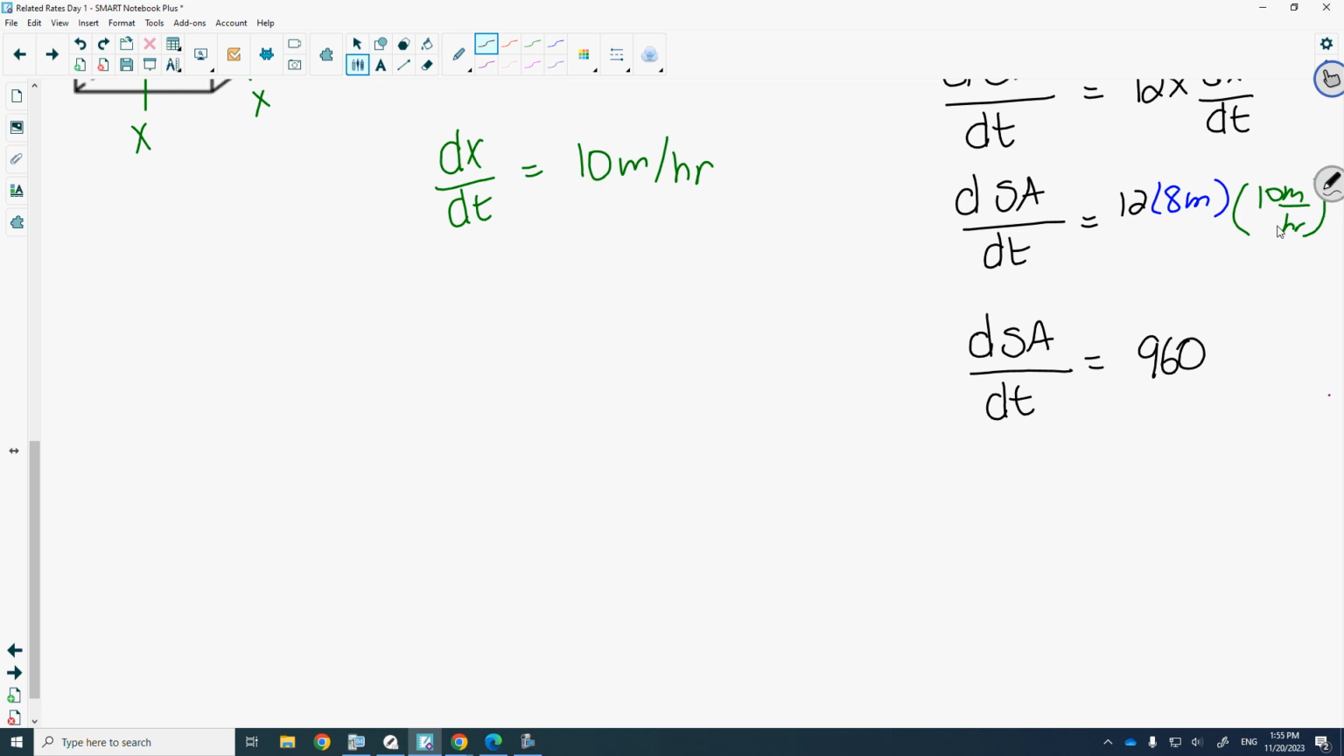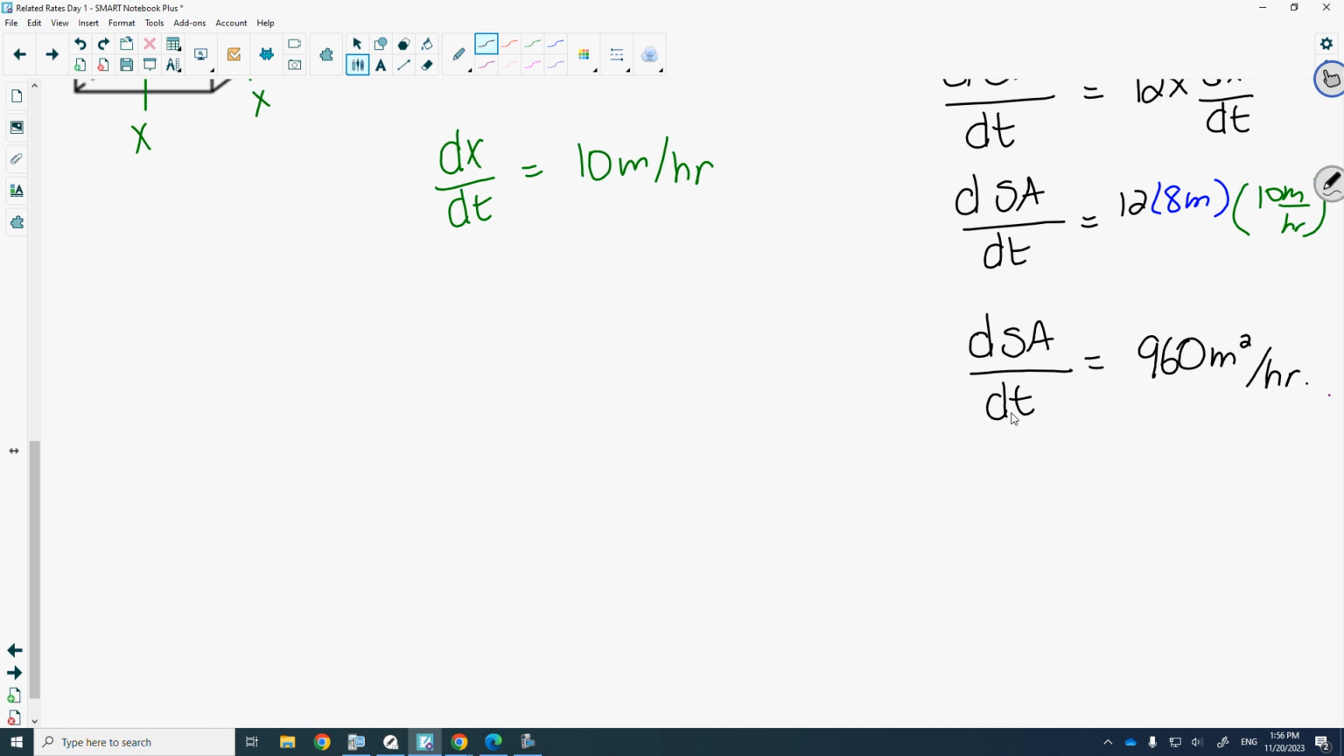960. And Sarah, what would my units be if it's surface area? That's right, meters squared per hour. So again, what that means is the rate at which the surface area of this cube is changing is, it's increasing, because it's a positive number, at a rate of 960 meters squared every hour. Okay?